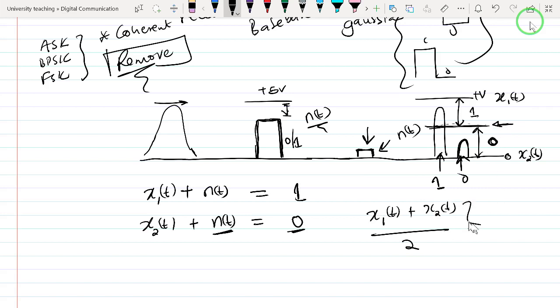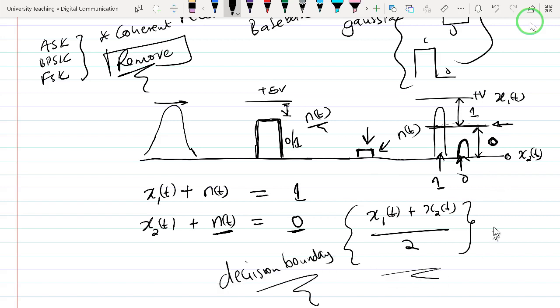And this now is classified as our decision boundary. This is our decision boundary, or a threshold value that we will use to determine the probability that a signal will be above or below the decision boundary. It is meant, or it was meant to be vice versa.